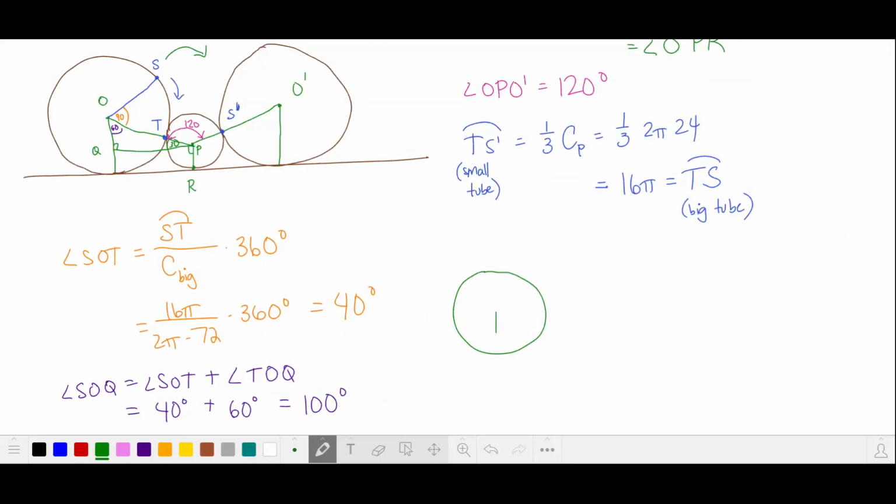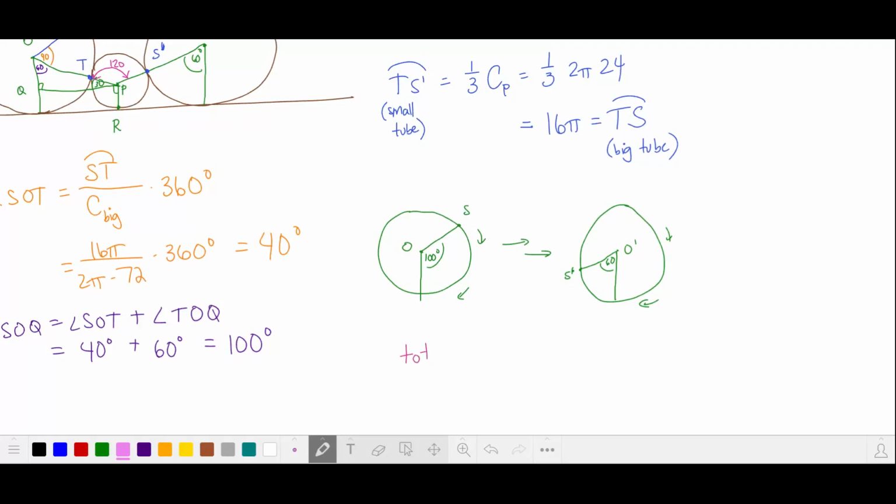So our large tube starts off like this, and this angle is 100 degrees. And when it's finished rolling over the smaller tube here at O prime, S will map to S prime, where this angle is 60 degrees, symmetric with the other side. So the total rotation from S to S prime, it'll go 100 degrees to get down here, plus 60 additional degrees to where it becomes tangent, for 160 degrees in rotation.